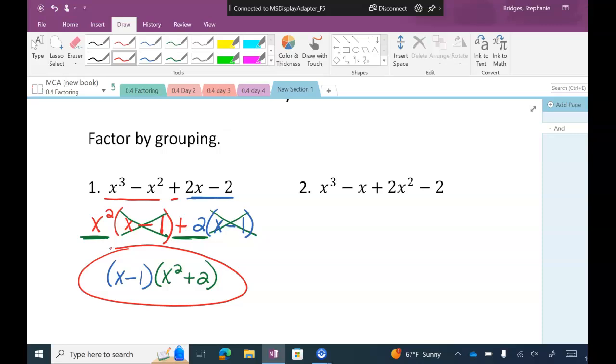Okay. I want you to start number 2. Look at your first 2 terms. Decide what they have in common. Pull that out, write what's left. Then look at your second 2 terms. Decide what those have in common. Pull that out and write what's left. And then we can pause there for just a second. Again, the majority of the time, the first 2 will have something in common, and then the second 2 will have something in common.